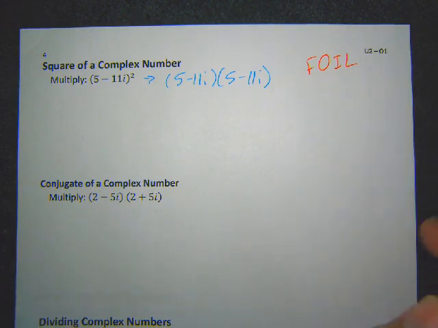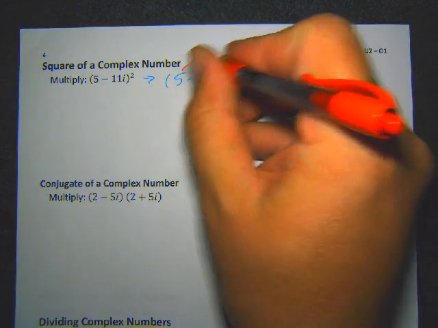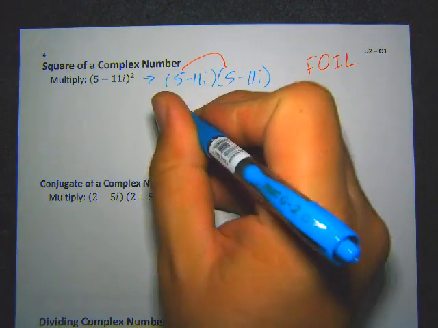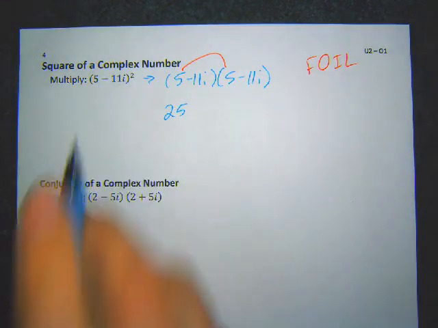To get the right answer, you actually have to FOIL this out. So I'm going to do my first, 5 times 5, and you do get a 25. And that's why people start to think that you can just square both parts. But we're not done yet.